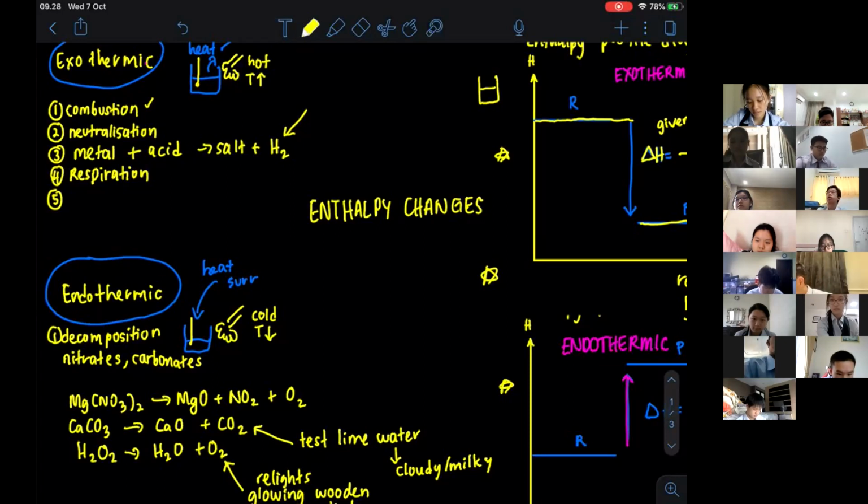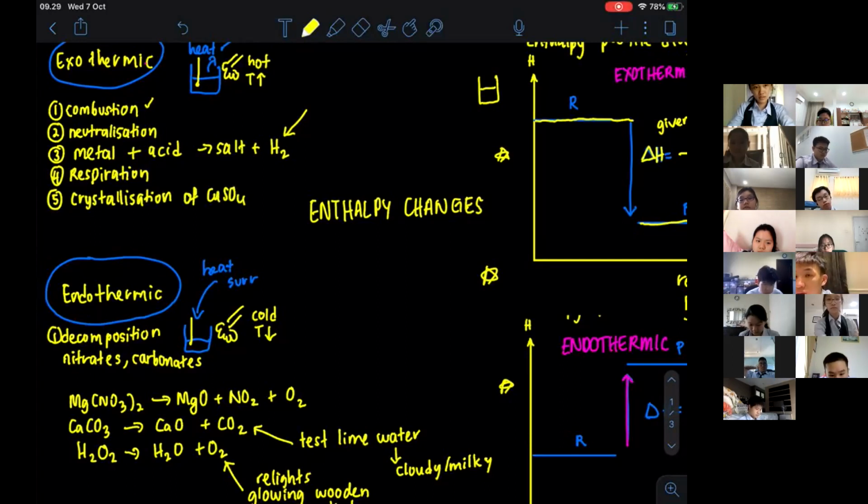Crystallization, is it? If it is crystallization, yes, possible. One of the examples that I gave yesterday: when you have aqueous copper sulfate and you want to change it to solid. Aqueous means liquid, the particles keep on moving. When they become solid, they remain in one place, so the energy is given out. So it's going to be exothermic as well. Crystallization of copper sulfate is going to be exothermic. So anything else?